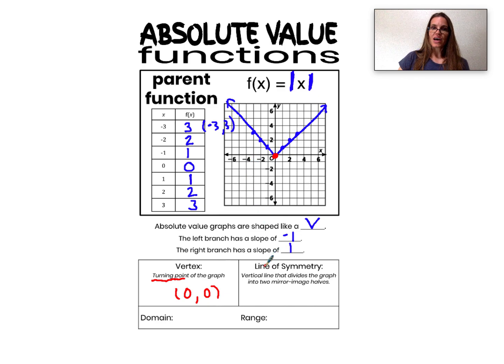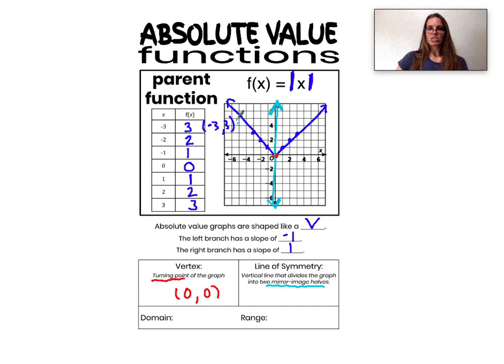Next characteristic of the absolute value parent function, the line of symmetry. The line of symmetry is a vertical line that divides the graph into two mirror image halves. Can you see where that would be? Vertical line dividing the graph into two mirror image halves is right here. It's a vertical line. I'm going to include arrows. And this being the line of symmetry means we have two mirror image halves.